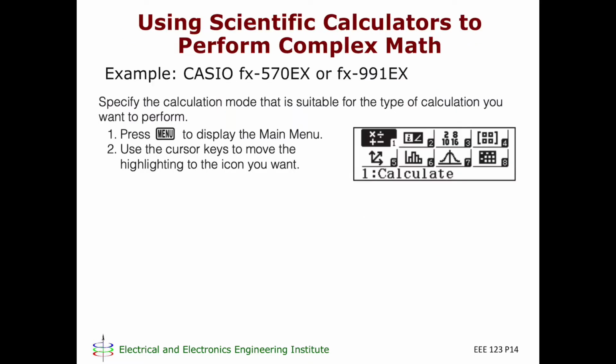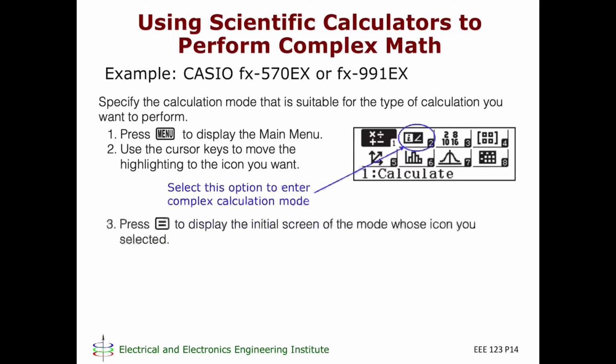Fortunately for you, you live in a time where a lot of the complex computations you need to make can be done with your scientific calculator. For example, if you had a Casio FX570EX, there is a complex calculation mode which you can select by pressing the menu key and using the cursor keys to select the calculation mode. In this particular case, you would select this mode. Then you press equals, and that will bring you to complex calculation mode.